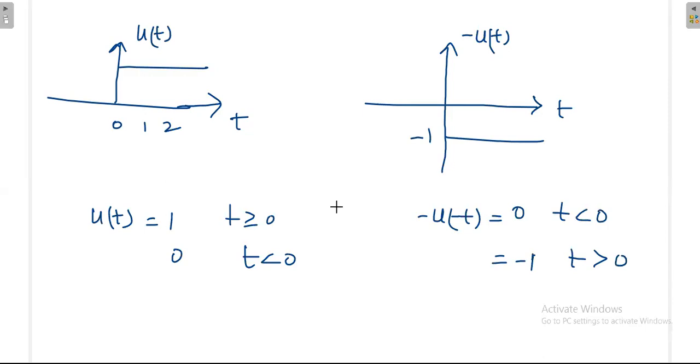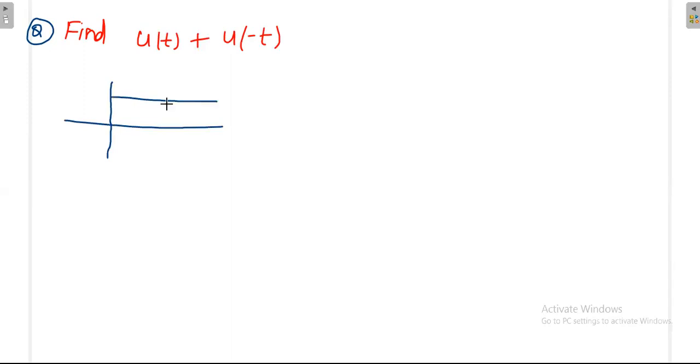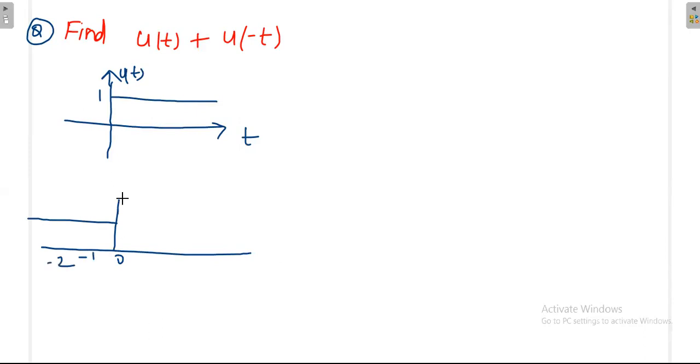Okay, then next we'll see the addition of two signal u of t and u of minus t. So find u of t plus u of minus t. Now what happens? First you take u of t. This is your u of t, 1. Then you take your u of minus t. That goes like this. Okay, 0, -1, -2, t, u of minus t.